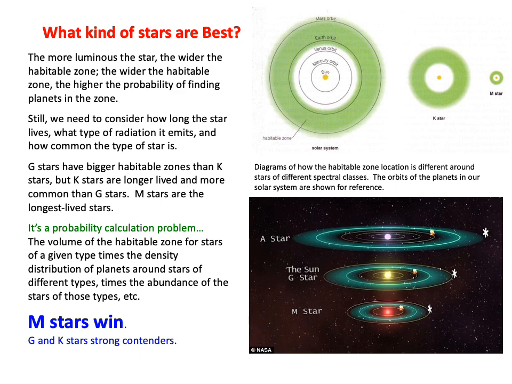when it comes down to it, the total volume of habitable zones around M stars is much greater than the total volume of habitable zones around K stars and around G stars. And so M stars win, and they win big.